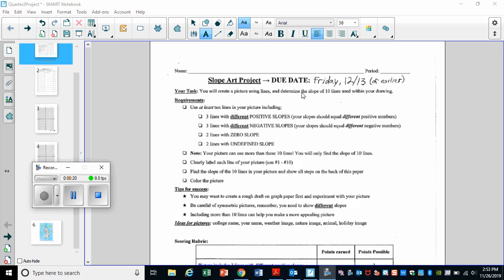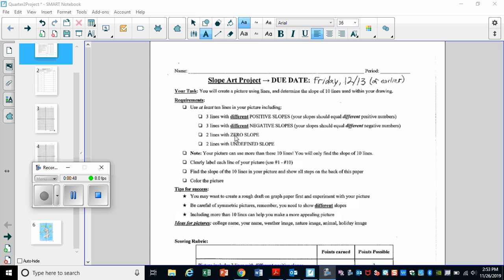That is our task. Again, you have 4 types of slopes: positive, negative, 0, undefined. 3 lines must be positive slopes. 3 lines must be negative slopes. And they must be different, so even if it's 2 different looking fractions, if it simplifies to the same fraction, it will not count as a different slope.